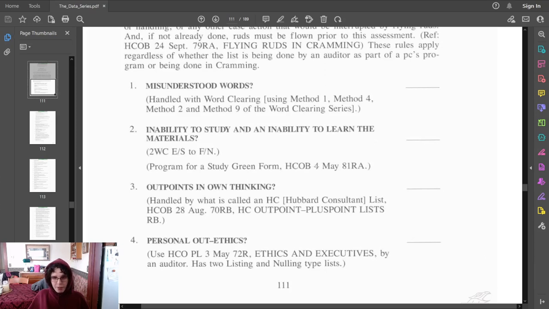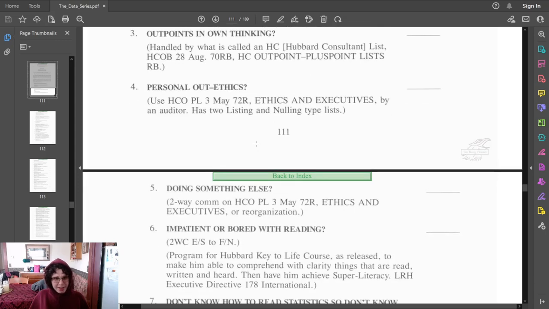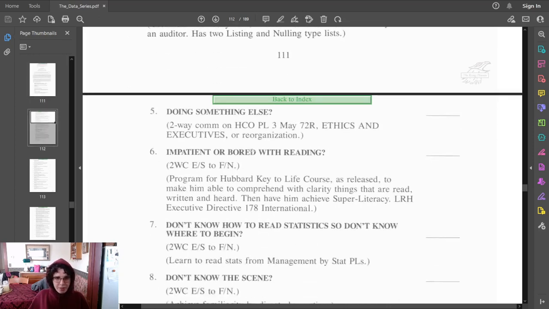Green form, HCOB, 4th of May, 81. Outpoints in own thinking, handled by what's called a Hubbard consultant list. HC outpoint plus point lists RB policy. Bulletin, from the 28th of August, 1970. Personal out ethics. Use HCOPL 3rd of May 72, Ethics and Executives by an auditor. Has two listing and nulling type lists. Doing something else. Two-way COM on HCOPL 3rd of May 72, Revised, Ethics and Executives, or Reorganization.